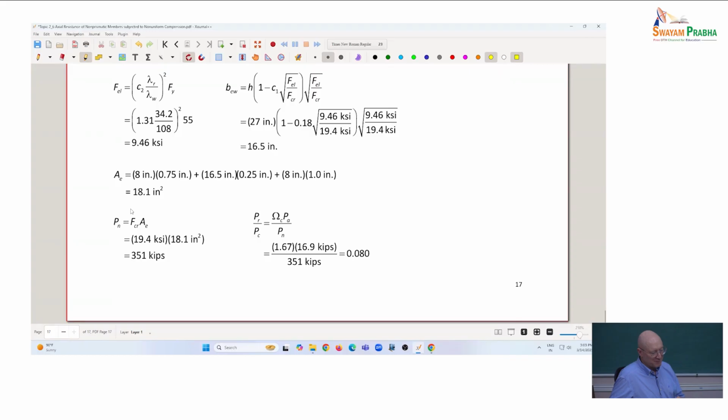So again, effective area is similar to what we did before. Then Fn times effective area gives us a Pn. And then we close out by getting the ratio of PR to PC, or the applied load divided by the allowable load, Pn over the factor of safety, and that works out to 0.08.